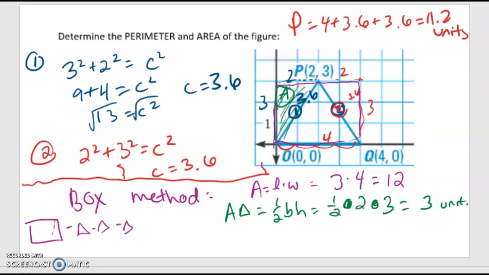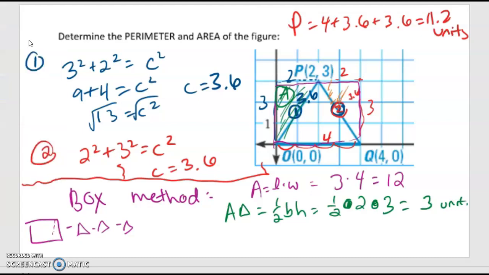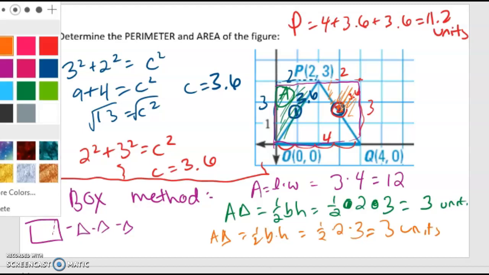Okay, so now the orange triangle is going to be the one on the right. And again, the area of the triangle is 1/2 base times height. The base of this is 2. The height is 3. So again, this is an easier problem because the triangles are actually the same. So that's 3 units.